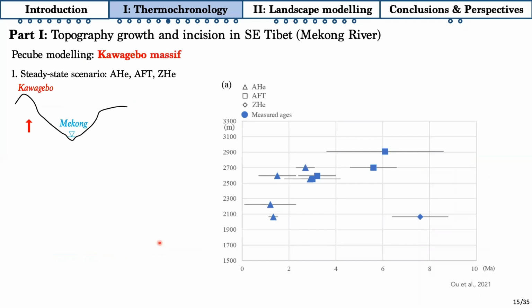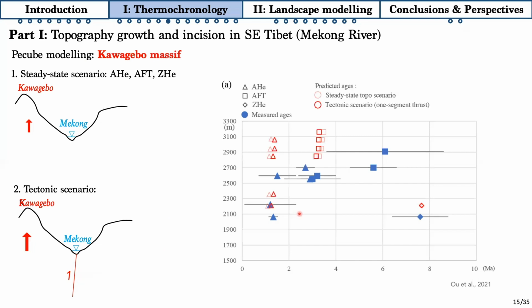So now let's move to the other side of the Mekong River, the Grenoble massif, with the very young ages marked in blue here. So first of all, we also tested a steady state scenario with the unchanging topography. And also we tested a tectonic scenario with one segment thrust, which is free to be inversed by the PyCube. The results all show that the age prediction is quite inconsistent with the observed one. So they don't work either.